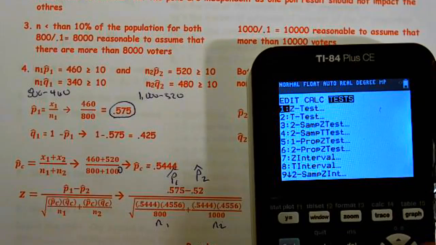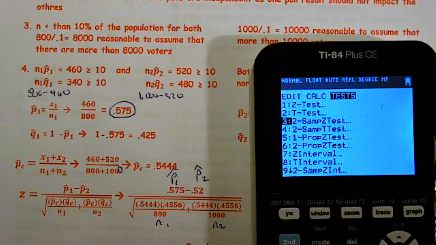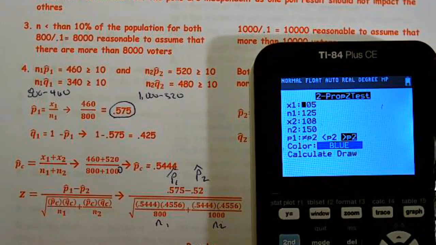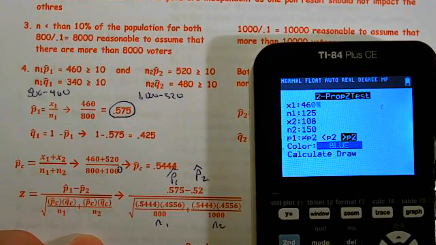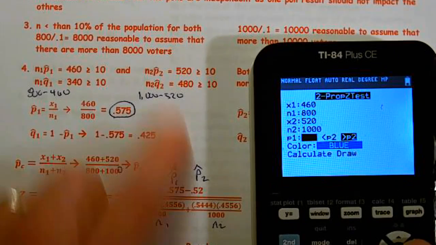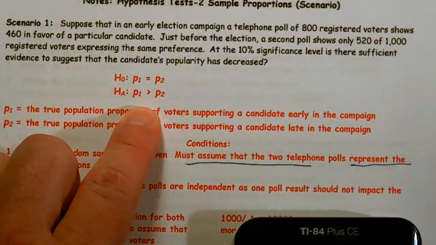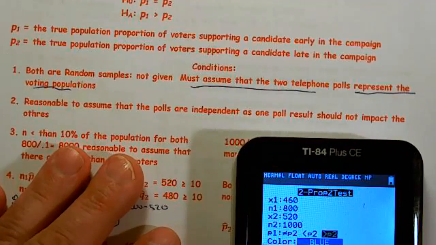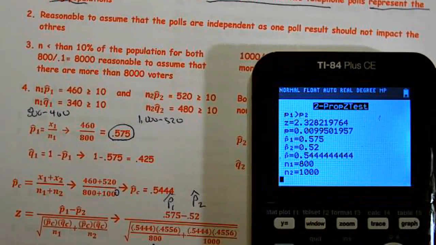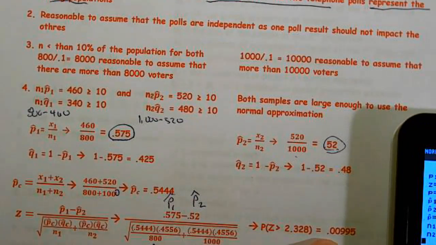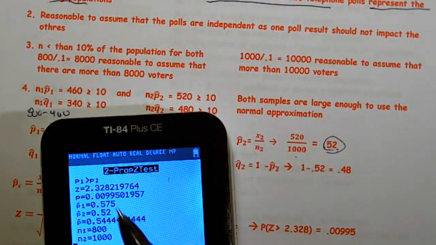So stat test, and we're going to run a 2 proportion z-test, which is number 6. We have x1. Well, we had 460 in favor of this candidate out of 800. That was the initial. x2 was 520 out of 1,000. And our alternative hypothesis was a greater than: early was supposed to be greater than later. We press calculate, and I end up getting z equals 2.328, and a p-value of 0.0995.